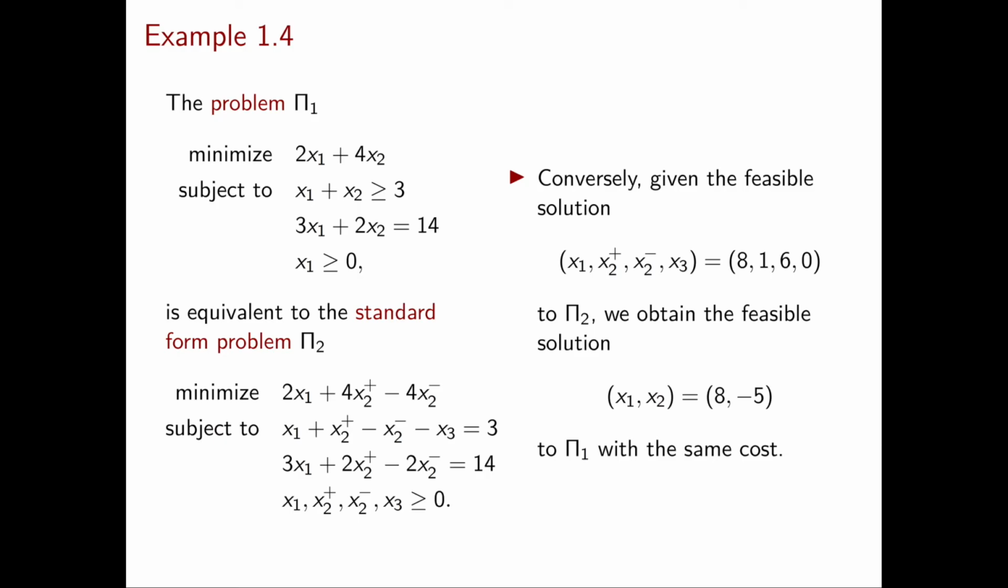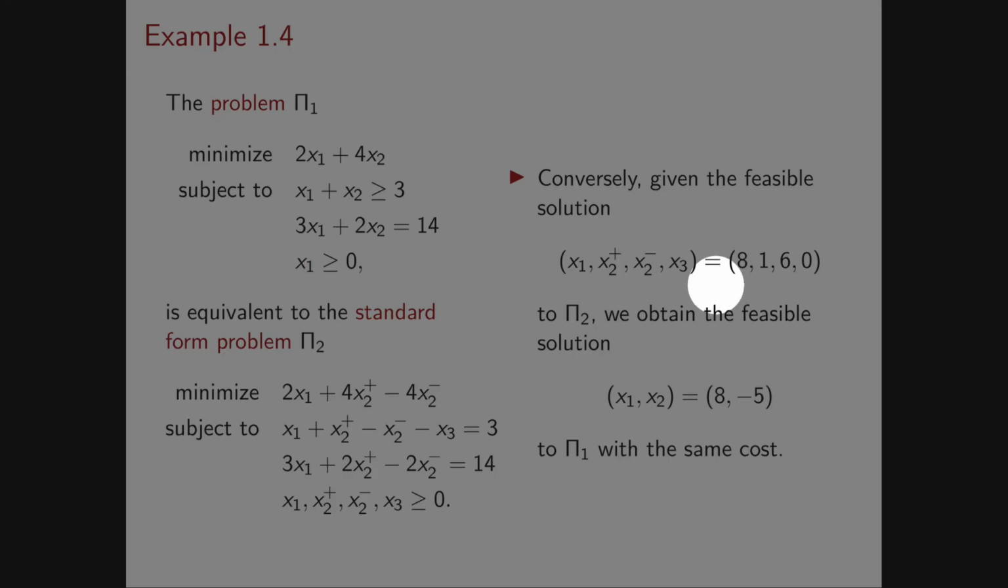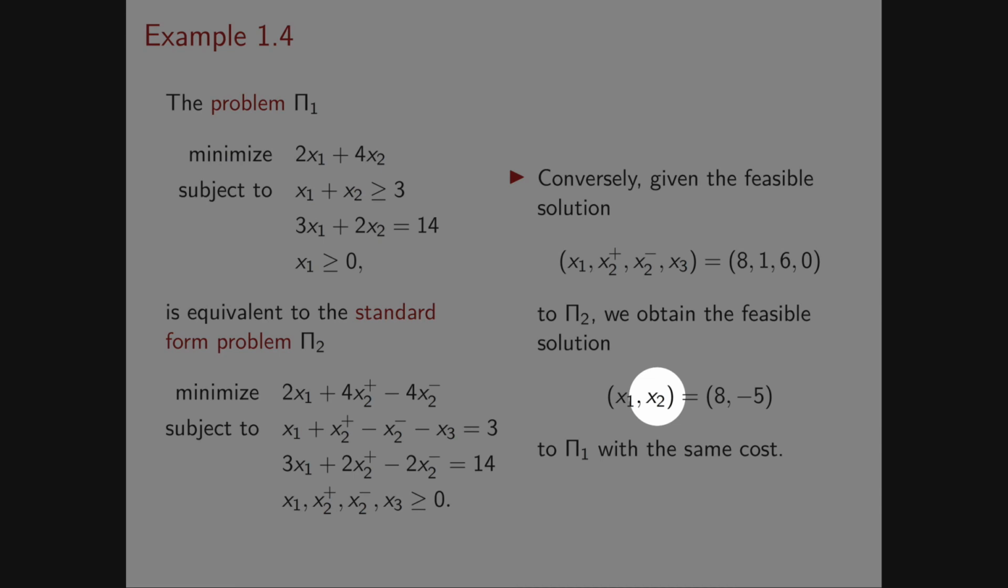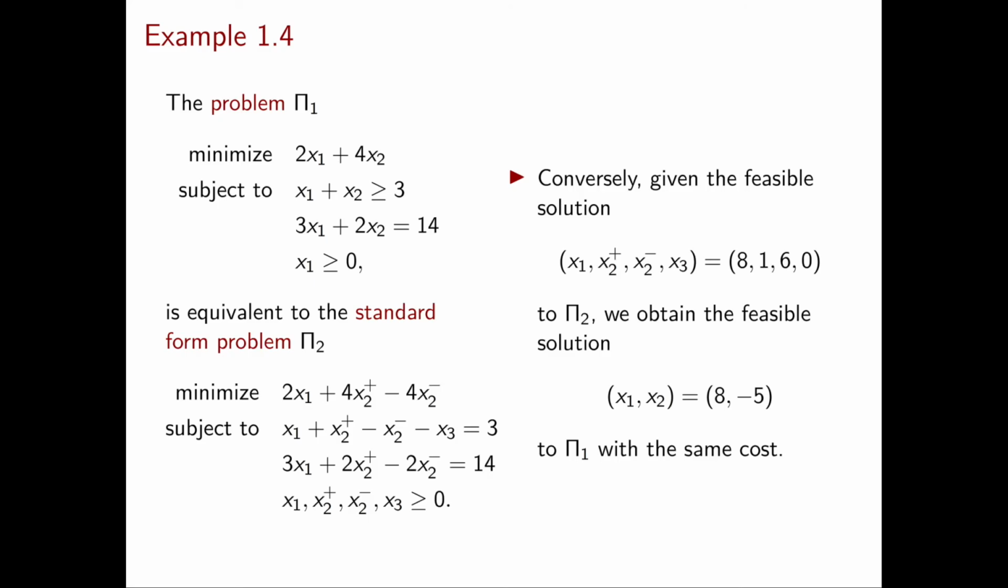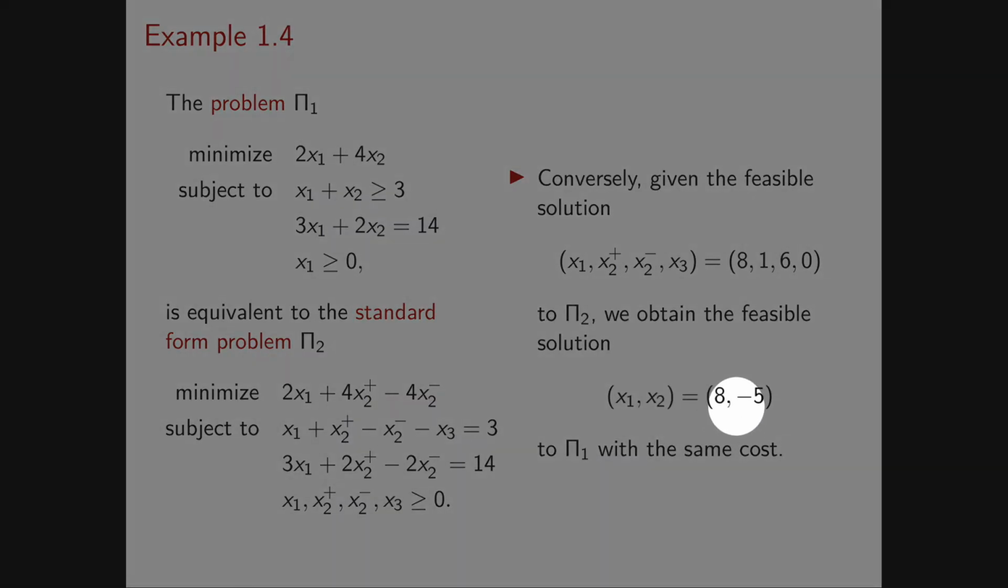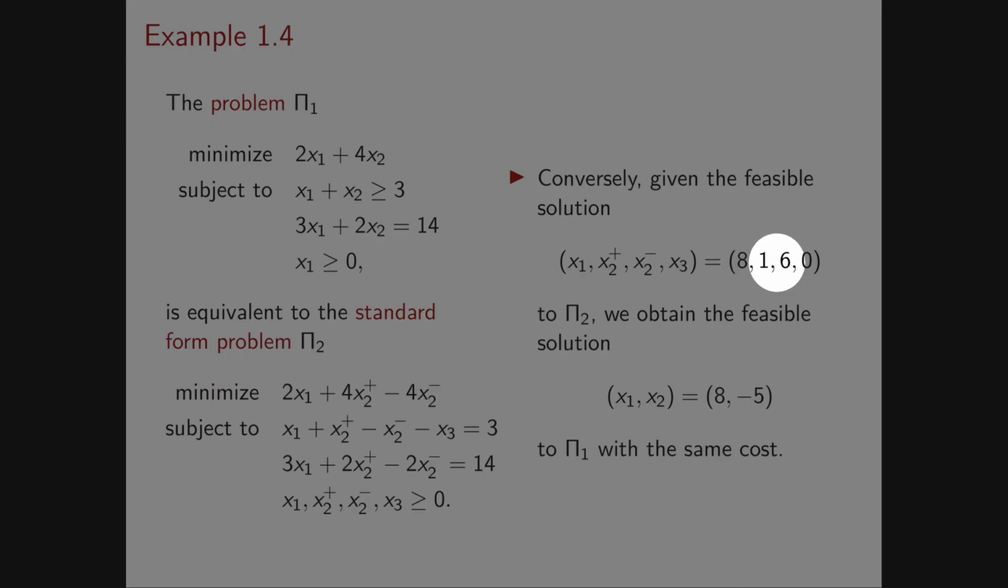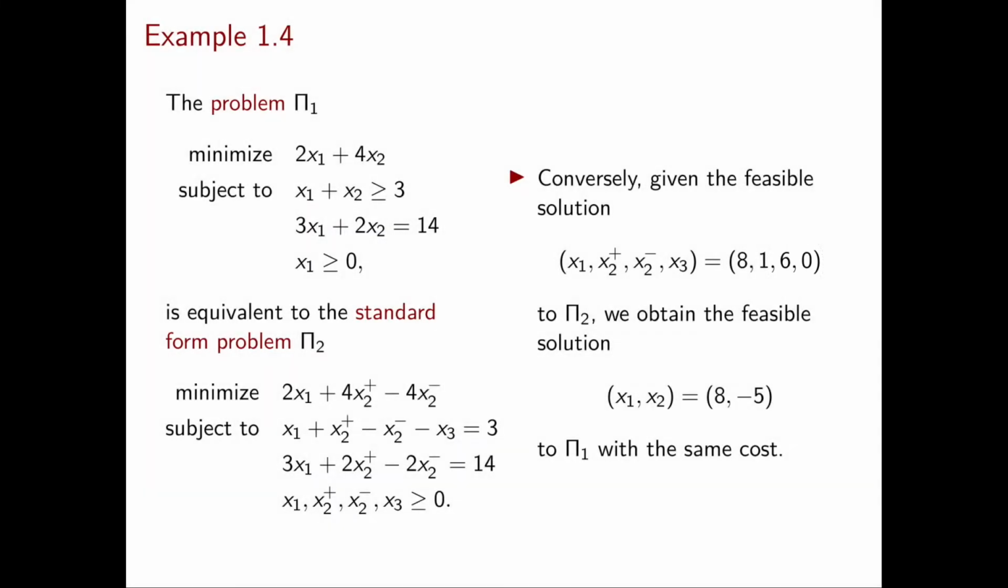Again, we're going to follow our intuition. So x1 is 8 and is exactly the x1 equal to 8 in the new solution. Then x2, once again, is simply x2 plus minus x2 minus. So 1 minus 6 is minus 5, and here is our minus 5. Now x3 is just a surplus variable, so we just drop it. We have already fully written our new solution to pi1. Now you can check that (8, -5) is indeed feasible to pi1. Furthermore, it has the same exact cost that the original solution had in the problem pi2.